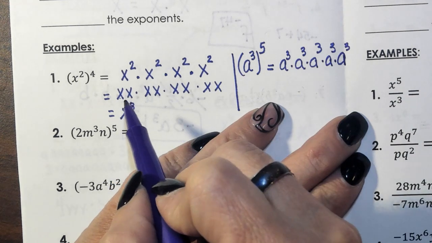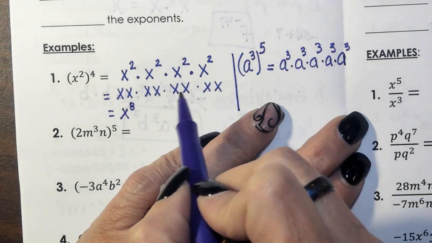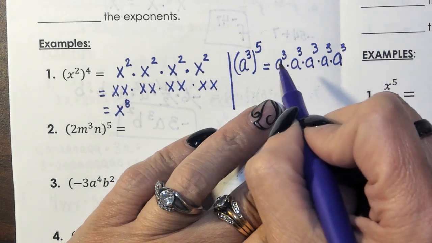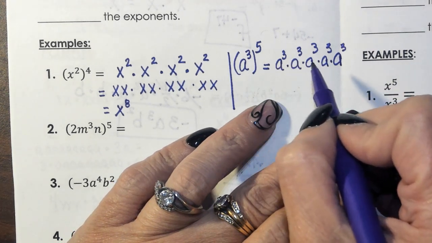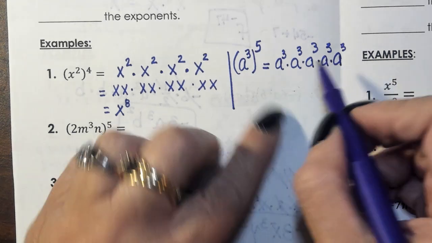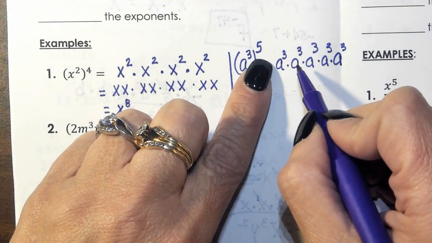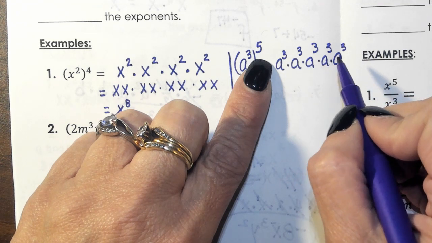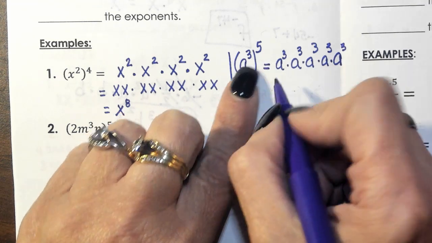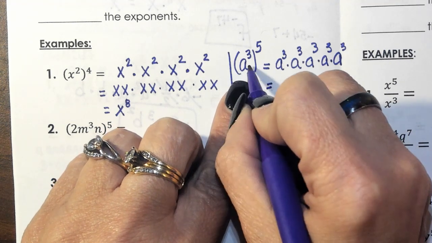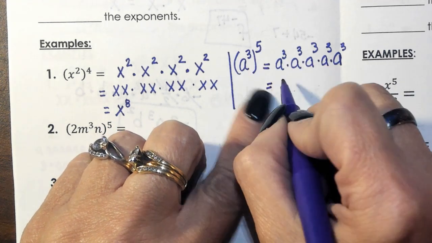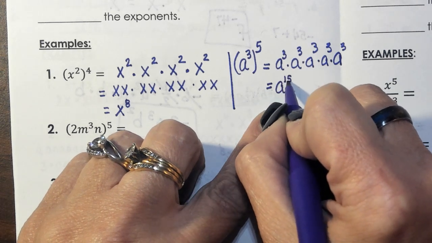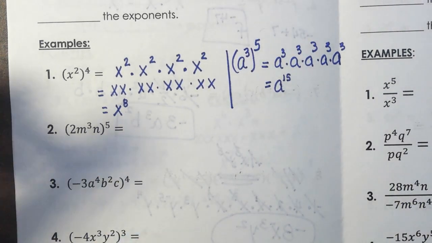Now, I could do this line right here where I break it down and I write it out, but I think by now you've got the hang of this. It is 3 a's plus 3 a's plus 3 a's plus 3 a's plus 3 a's. Okay, 3, 6, 9, 12, 15 a's. So that means that a to the third raised to the fifth power, if I were to write it all out, would be 15 a's.